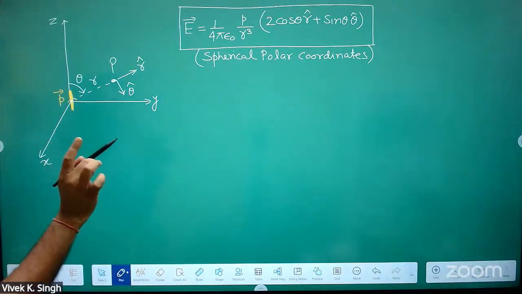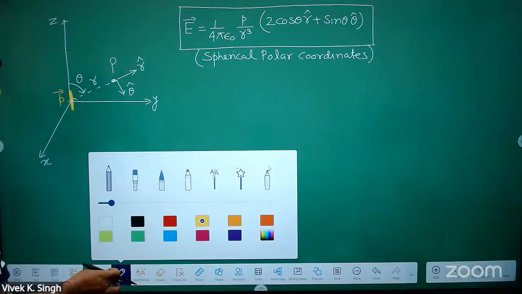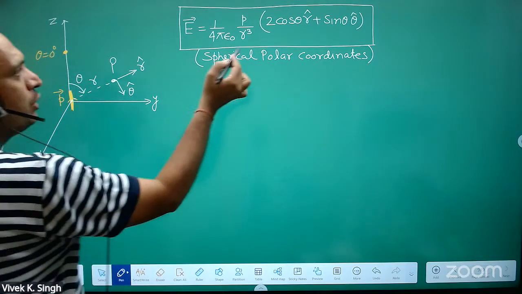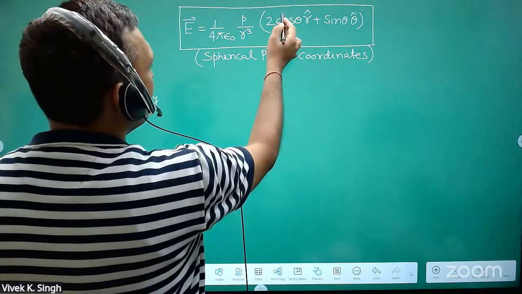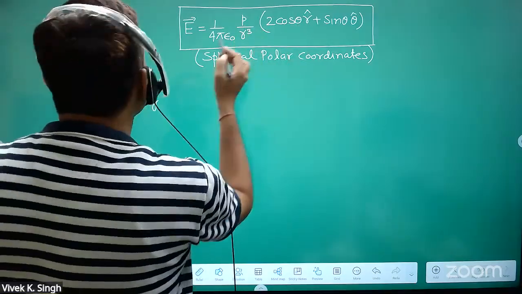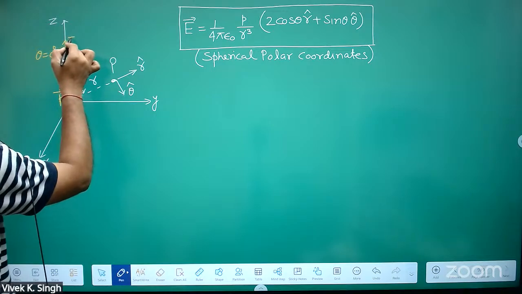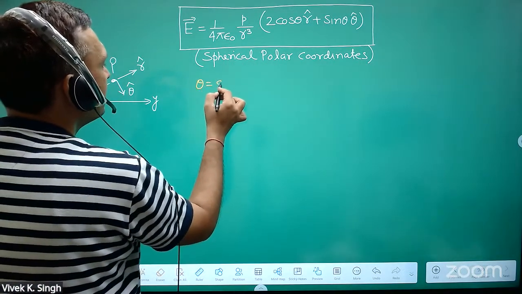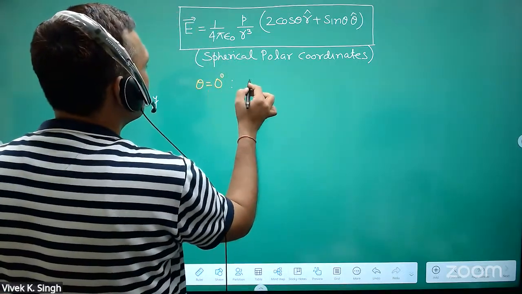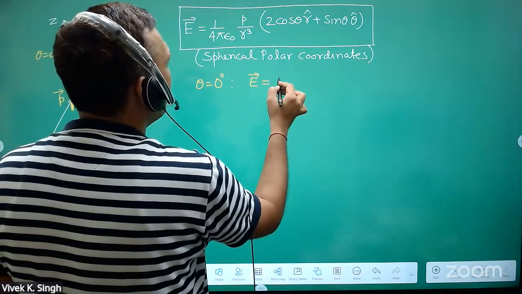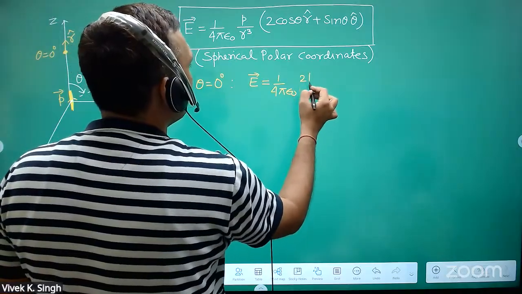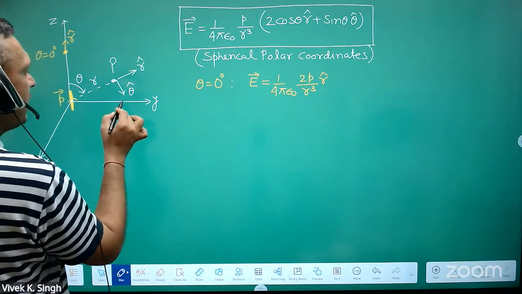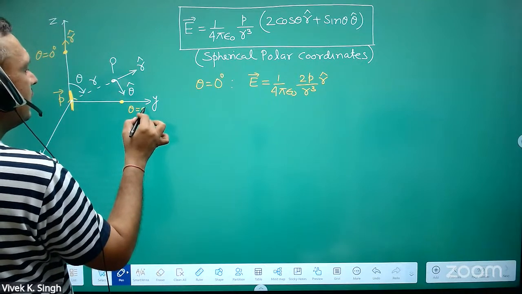And the two special cases that we have discussed: one is along the dipole axis. So we talked about this point. At this point, theta will be 0. So when you put theta equal to 0, you will get 1 by 4 pi epsilon naught 2p cos theta R cap. And at this point, this is the R cap. So when theta is 0 degrees, the electric field is 1 by 4 pi epsilon naught 2p by R cube. So we derive the same equation. Now R cap, this direction, is in the direction of the dipole. And if you are taking this point where theta is, let's say, 90 degrees.